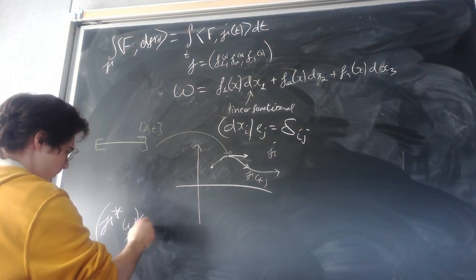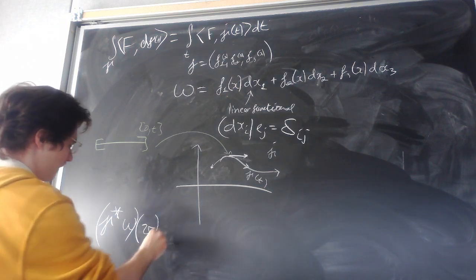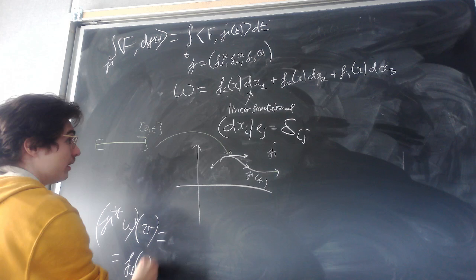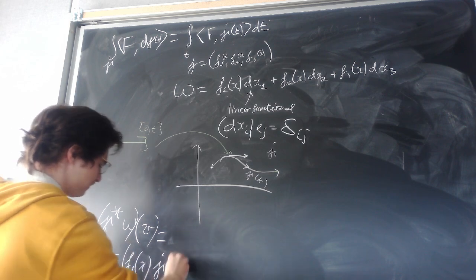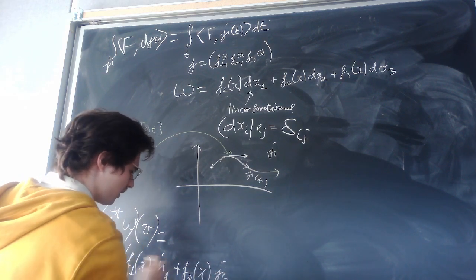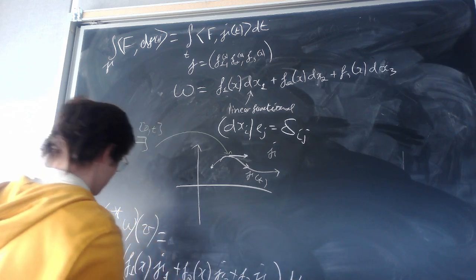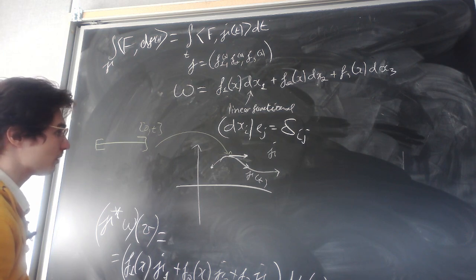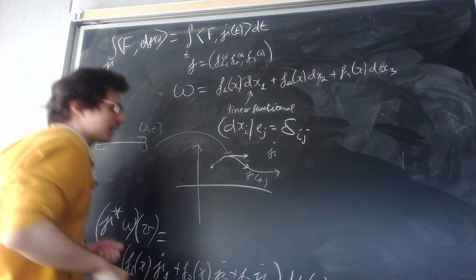But if I was to apply it to V, this is what? Okay, this is just going to be gamma dot 1 dt applied to V. So why is this the case? What am I doing?